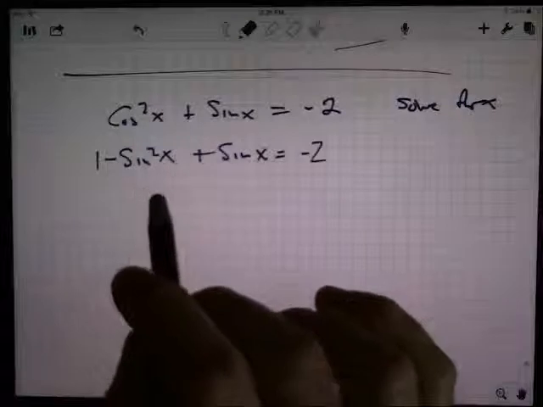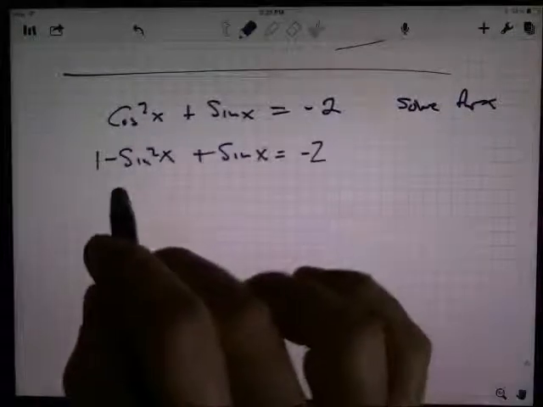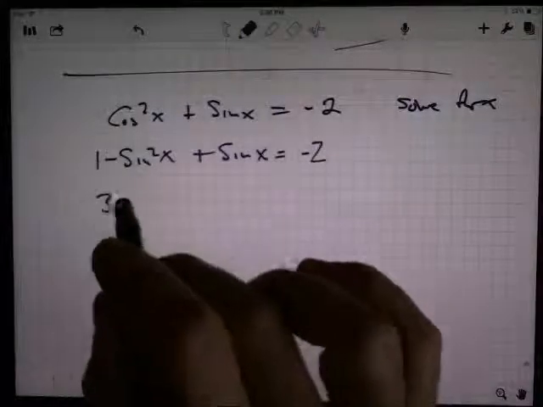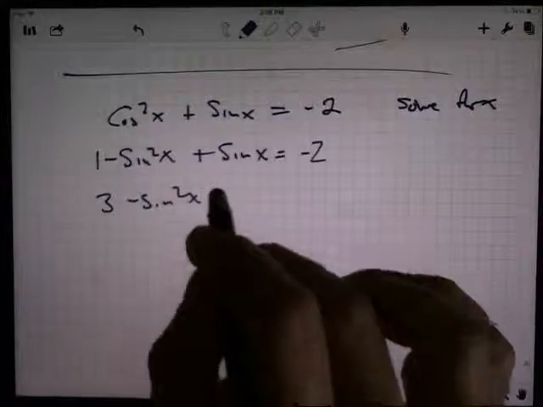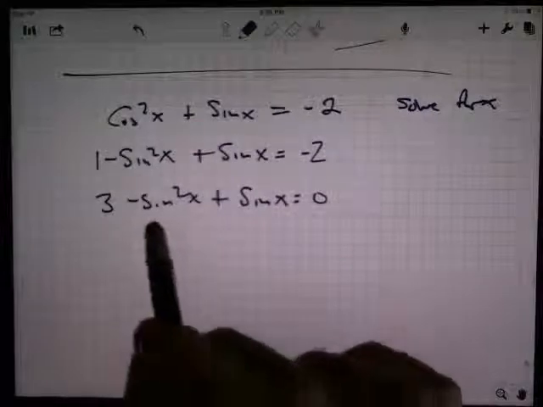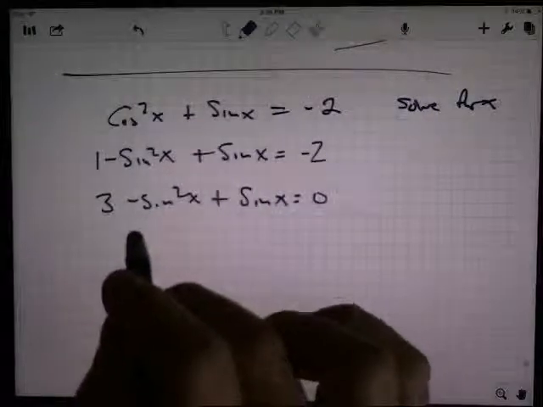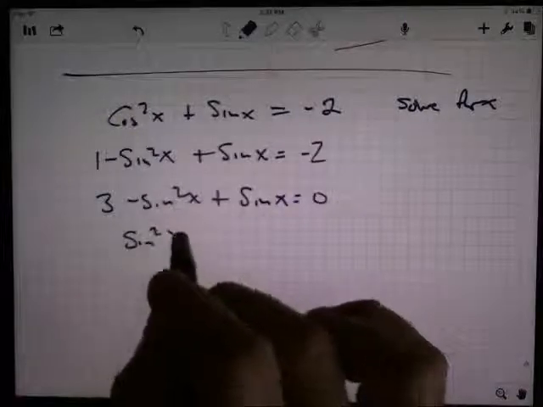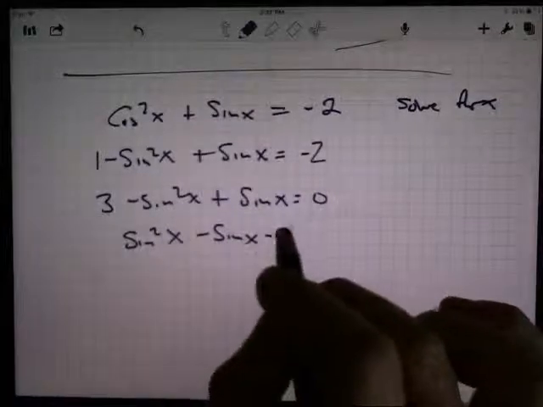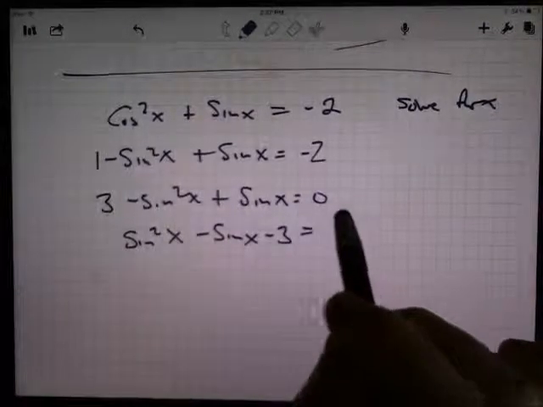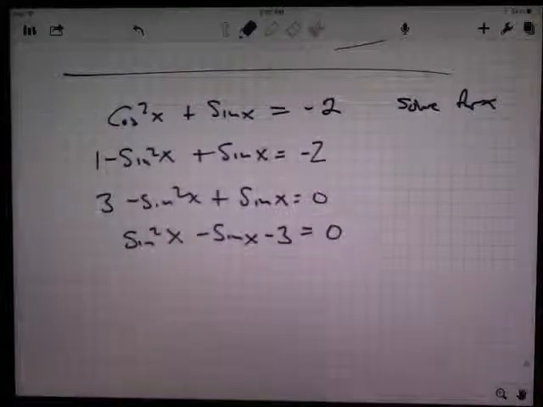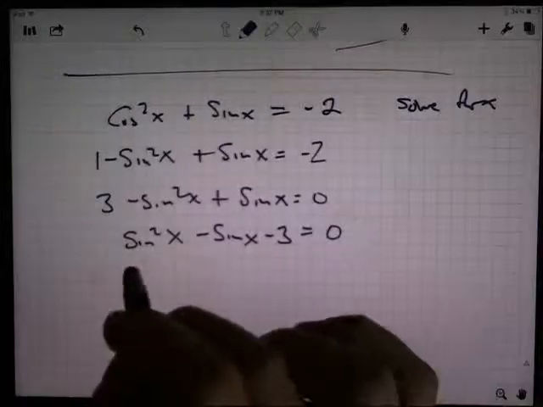So getting everything over to one side, if I add the 2 over here, I've got 3 minus sine squared x plus sine x equals 0. And then I'm going to rewrite this. I'm going to multiply through by negative 1. So the minus sine squared is going to turn into a sine squared x. That's going to turn into a minus sine x. And the 3 is going to turn into a minus 3. And don't forget to multiply the 0. Sometimes people forget. You have to multiply both sides by negative 1. Anyway, the 0 times negative 1 is still 0. And then factor this if you can.